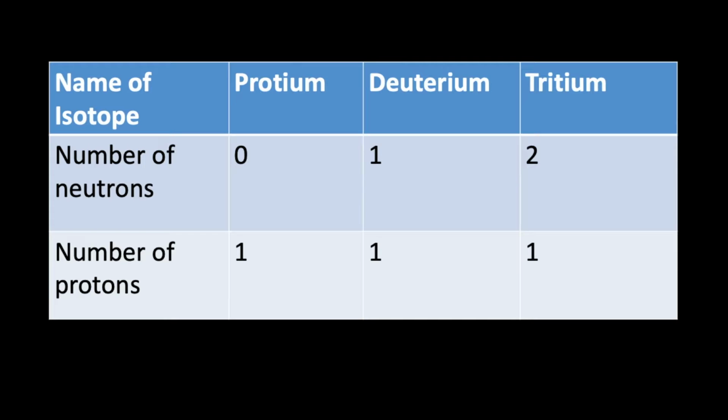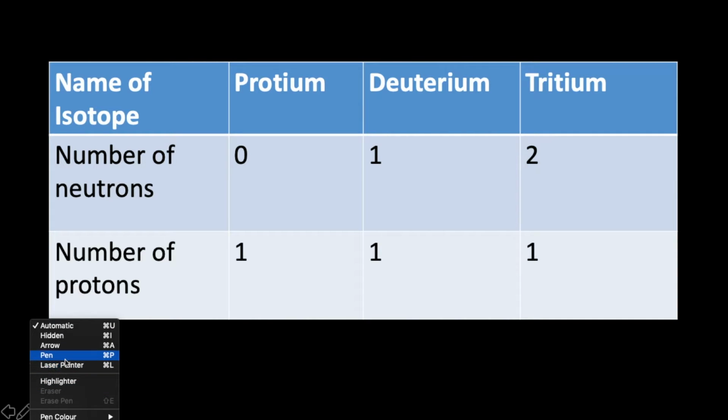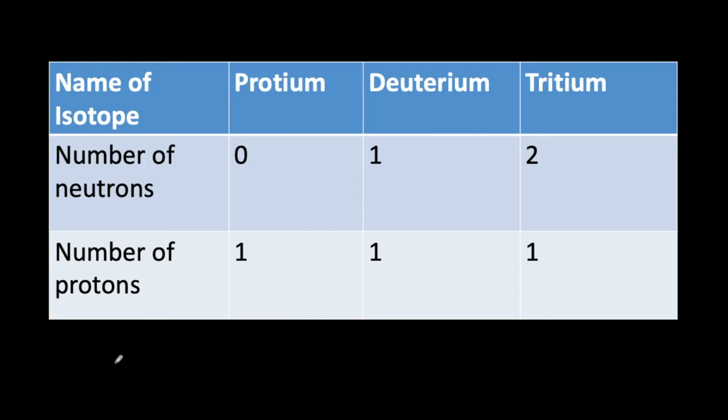Protium, deuterium and tritium are isotopes of hydrogen. Hydrogen is unique in that each of its three isotopes all have their own names.